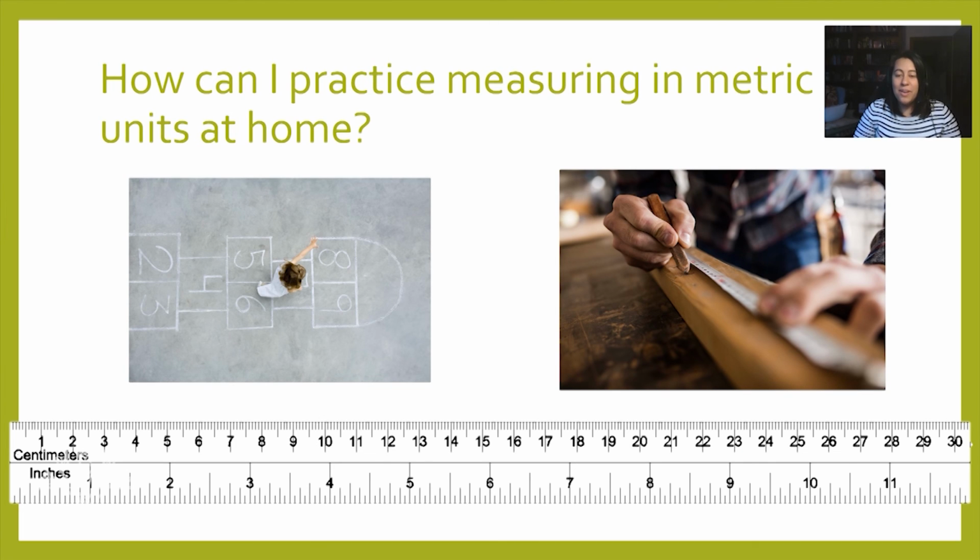So now that you have a measuring tool, how can you practice measuring in metric units at home? You could go around the house finding things that measure 1 centimeter, 2 centimeters, 3 centimeters, and see if you can find an object for each of those measurements. You could also use your centimeter ruler to measure drawings in chalk on the sidewalk, or maybe help your family make something. There are a lot of measurements that you need when making something like a desk or a table, or even if you're hanging up pictures on the wall.